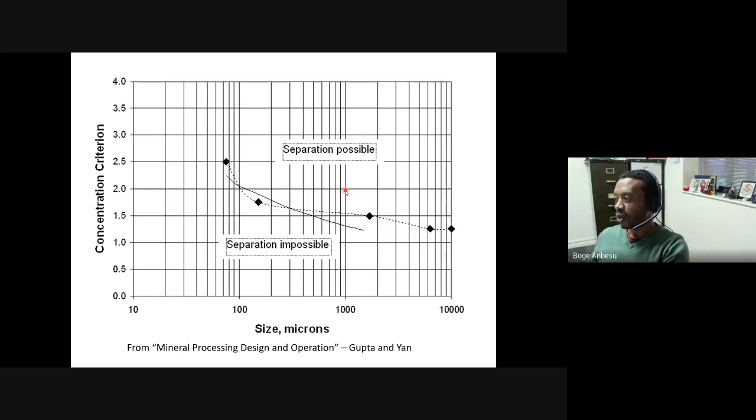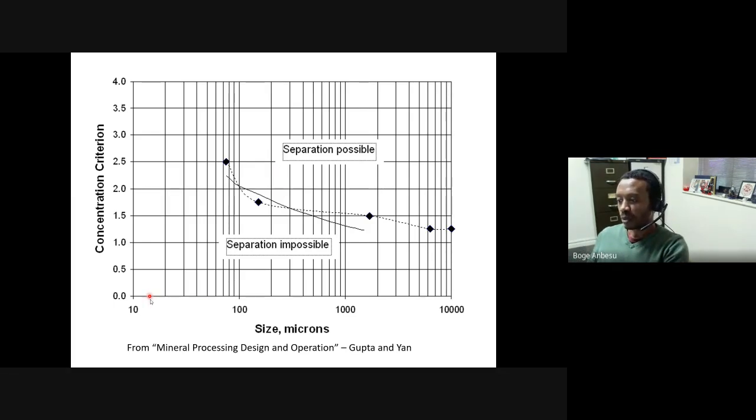Okay, so if you are dealing with the same particles around 1 millimeter, but you calculate the concentration criteria to be somewhere around 1, so you'll be sitting at this point here. It's saying that at this particle size and concentration criteria of 1, actually gravity separators may not work well. So already by looking at this graph, we can predict whether gravity separation is theoretically possible or not.